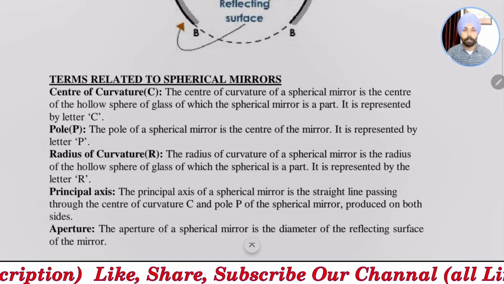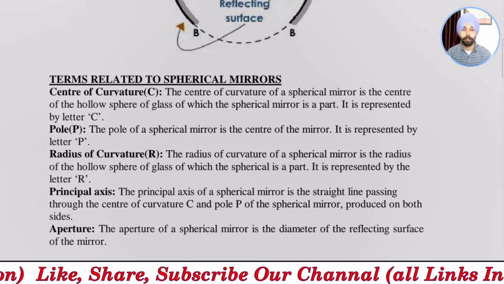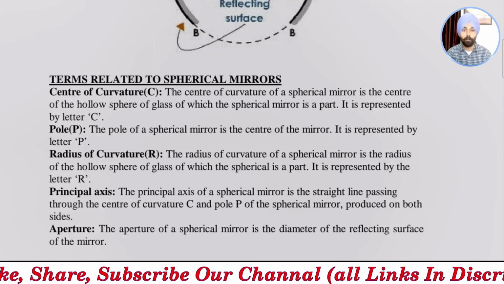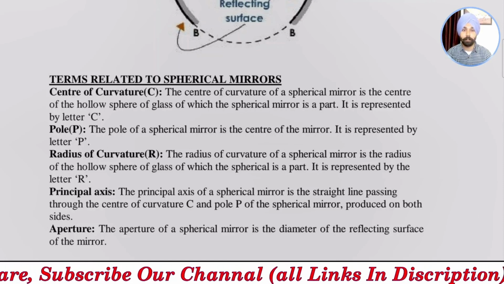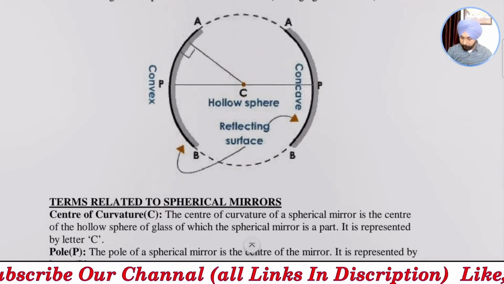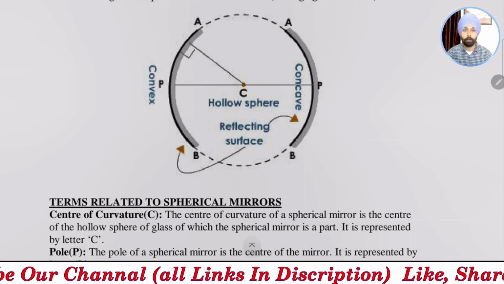Radius of curvature. The radius of curvature of a spherical mirror is the radius of the hollow sphere of glass of which the spherical mirror is a part. It is represented by the letter R. The distance from the pole to the center of curvature is what we call the radius.